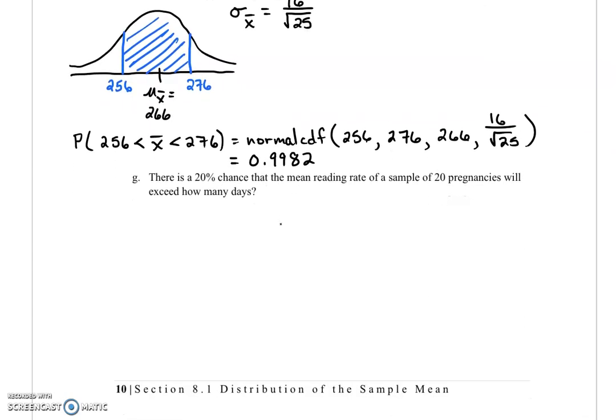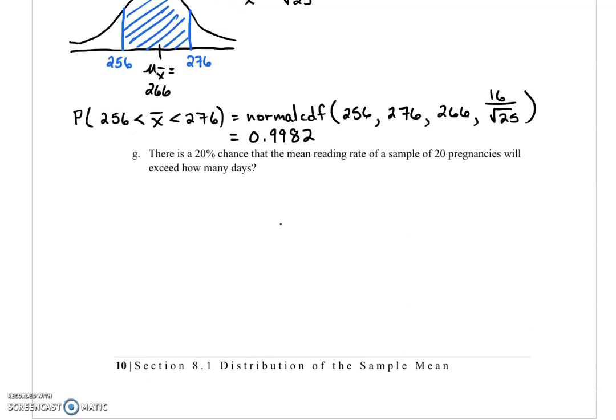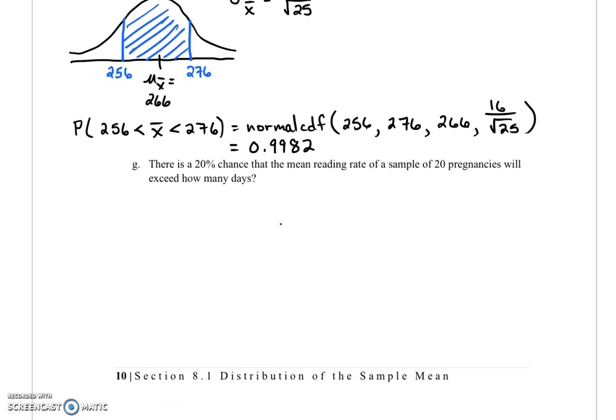All right, the last one on our pregnancy problem. There is a 20% chance that, not a pregnancy problem. Well, that should not say mean reading rate. That should say mean gestation time of a sample of 20 pregnancies will exceed how many days?